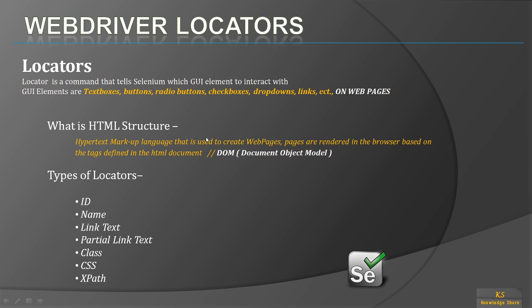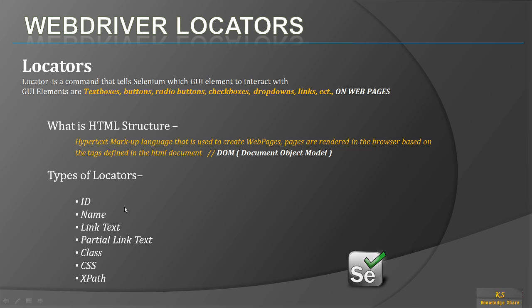Now, what is this HTML structure? HTML is nothing but HyperText Markup Language, which is used to create web pages, and pages are rendered in the browser based on the tags. These text boxes, buttons, radio buttons, whichever you see here, are embedded in tags defined in an HTML document. It's called the Document Object Model. I'll show you that now.